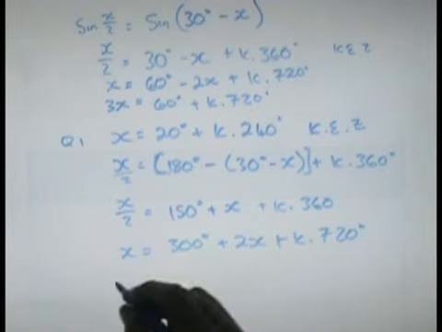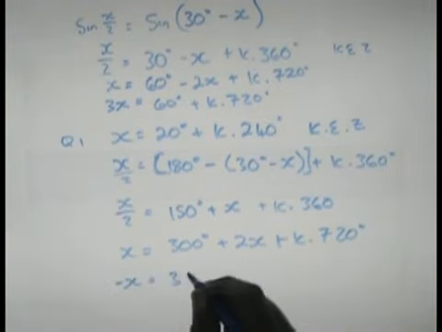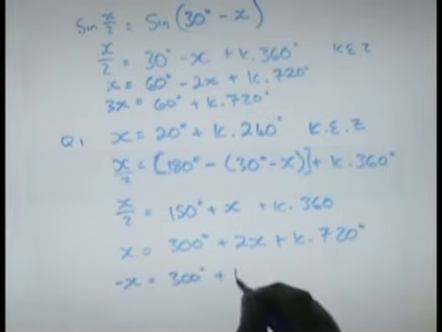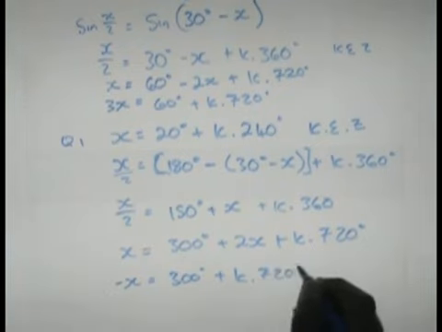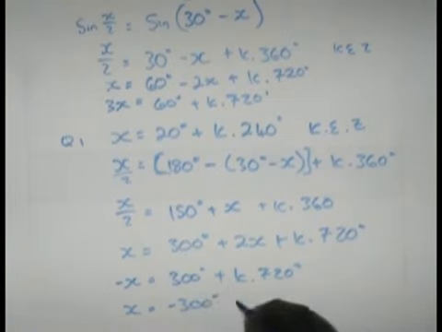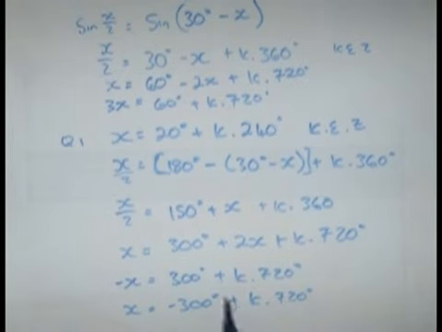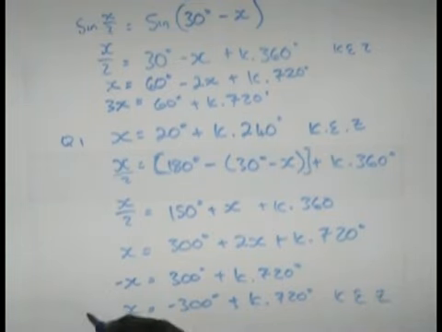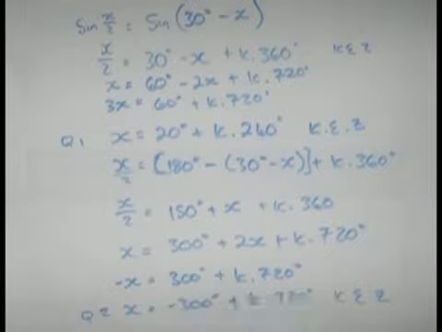x minus 2x is going to give me minus x is equal to 300 degrees plus k times 720. That means that x is equal to negative 300 degrees plus k times 720. Why didn't I change that plus into a minus? Because k can be positive or negative, which means that there's no need to do that. And that's our quadrant 2 solution.